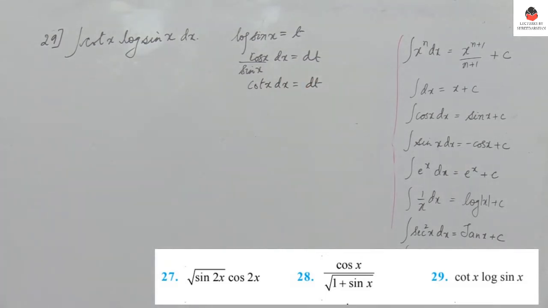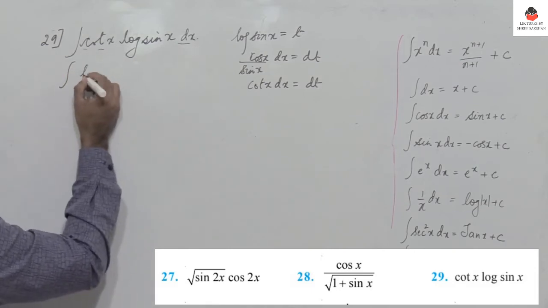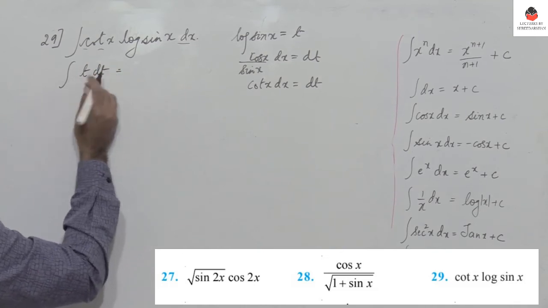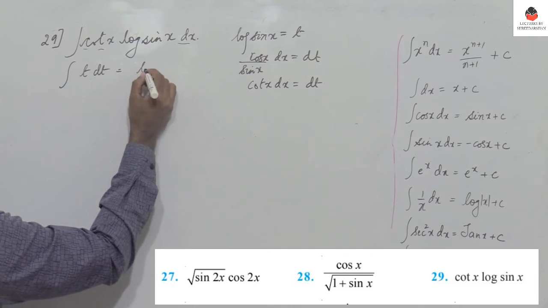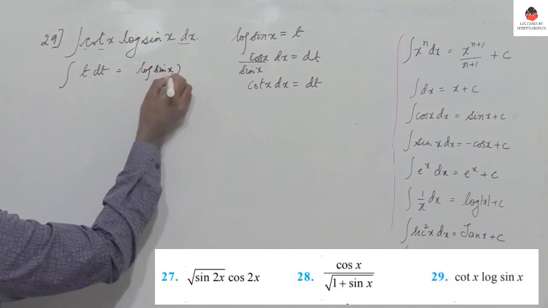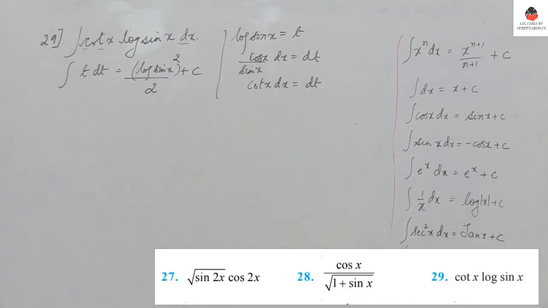So cot x dx is dt and log sin x is t. So I have integral, so this becomes dt. So you have t dt. So integral of t is t square by 2, right? So what is t? Log sin x the whole square by 2 plus c. So this is the answer.